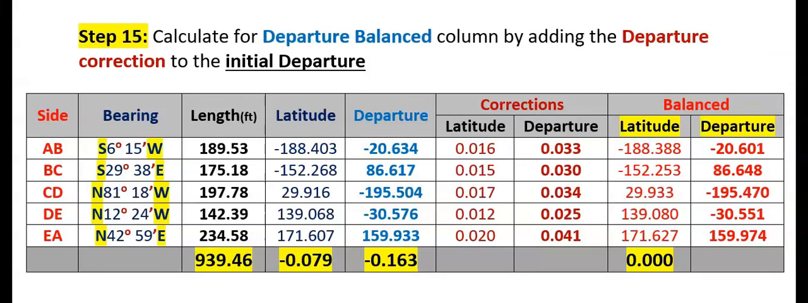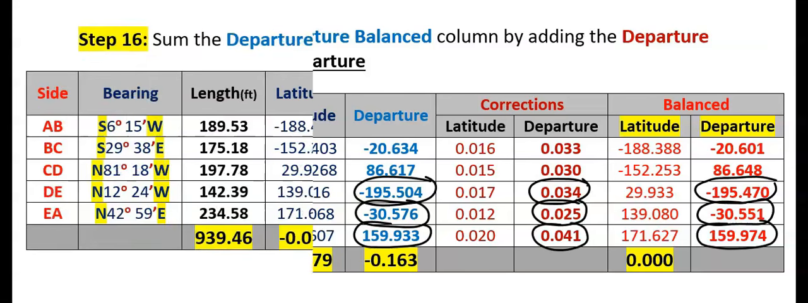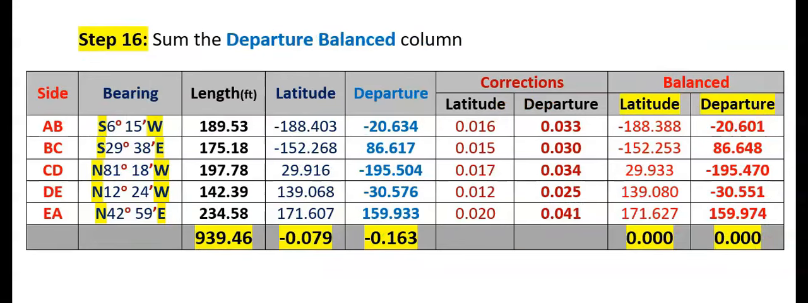Next, for the departure, the earlier departure plus the corrected departure will give you the balanced departure. For BC, the earlier departure plus the corrected departure will give you the balanced departure. You can complete the same for others. Next, step 16. Sum the departure balanced. That is, you sum each of these. If you do that correctly, you are going to get 0.000 to 3 decimal places.